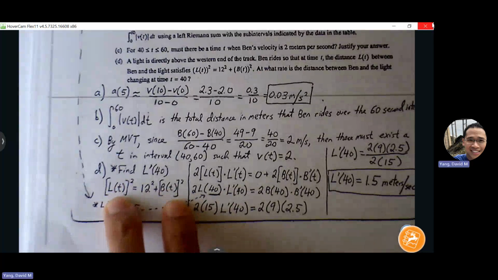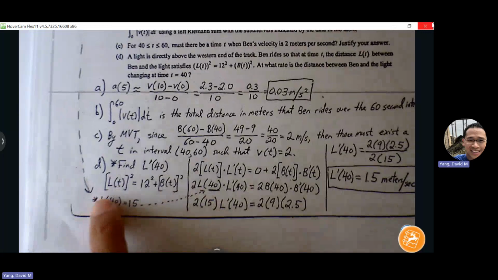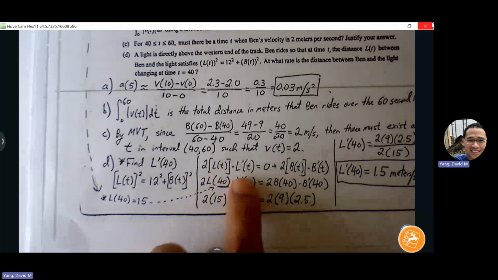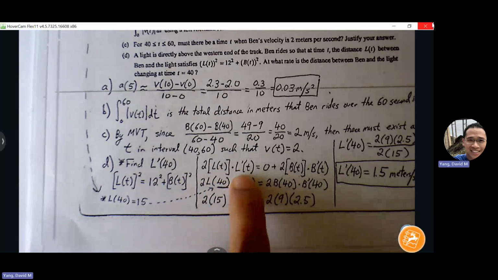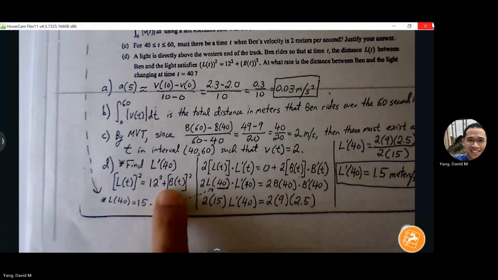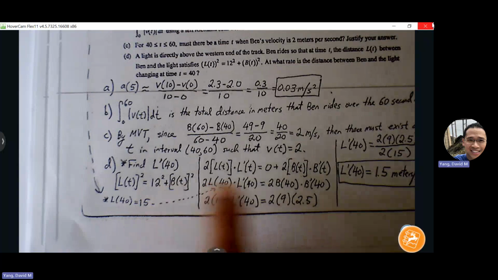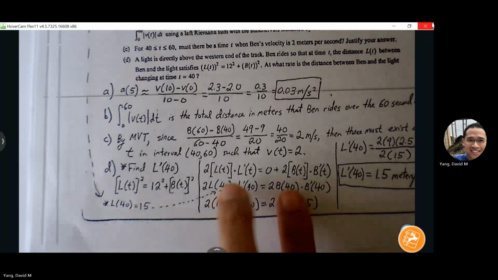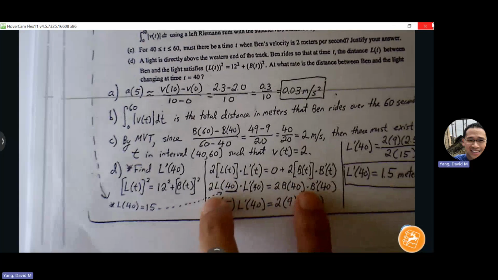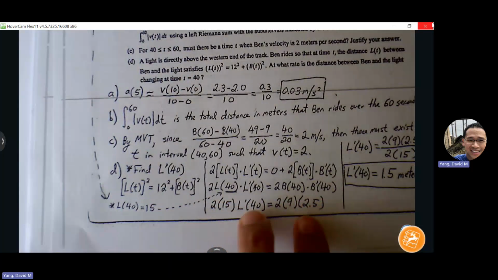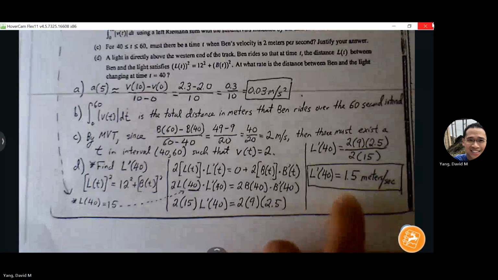So to do L prime, we have to find the derivative. To find the derivative, we have to recognize, oh, this is chain rule here. We got an outside and inside portion. So we do 2 bracket to the first power times the inside derivative. So L becomes L prime. And then 12 squared goes to 0. B of t squared becomes 2 B of t to the first power times b prime. And then we're just plugging in the values that are given to us in the table to find our L prime. 40.